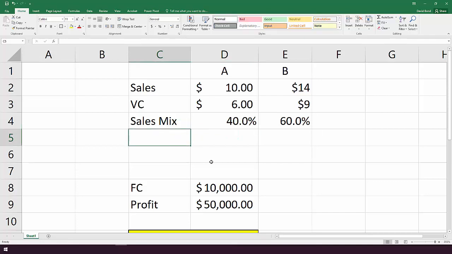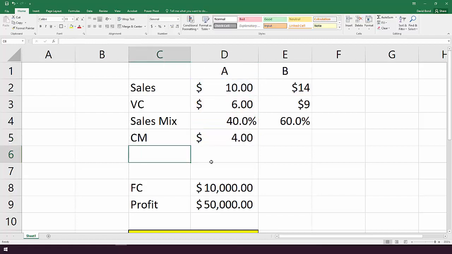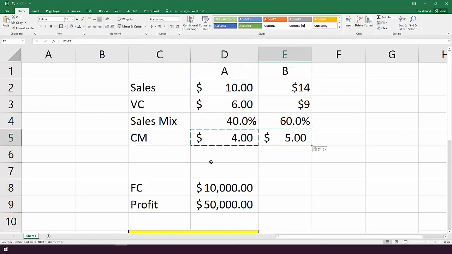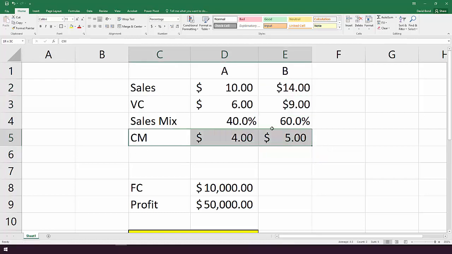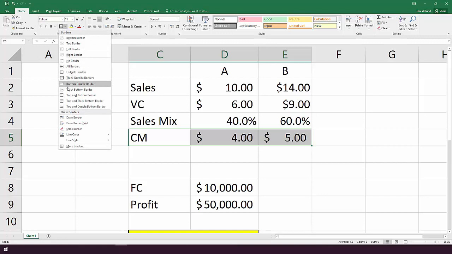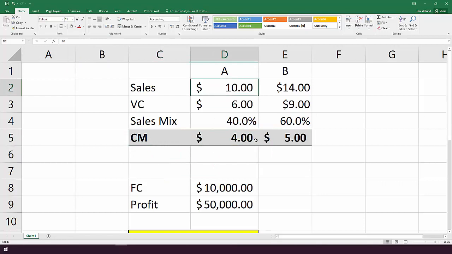So following the steps, we calculate the individual product contribution margin. So the contribution margin is the sales minus variable costs. So $4 and $5. So we have $4 a unit for product A and we have $5 per unit for product B.